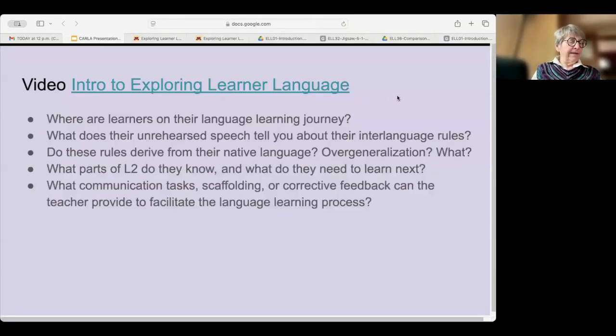So here again are some of the questions that teachers and researchers are going to be addressing as they use the materials in the website. Where are the learners? Where are my learners in my class on their language learning journey? What does their unrehearsed speech tell you about their interlanguage rules? Do those rules derive from their native language, overgeneralization, or what? What parts of the second language do they know, and what do they need to learn next? And what communication tasks, scaffolding, or corrective feedback can the teacher provide to facilitate the language learning process?